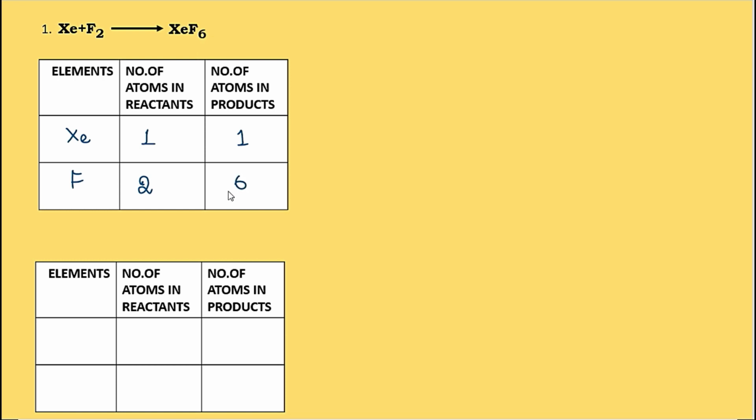So it's clearly visible that the number of atoms in the reactant and in the product are not the same for F. So what has to be done? It has to be balanced. Now if you see here, the number of atoms in reactant is 2 and in product it is 6, means it is less than the number of atoms in the product. So to make it equal, if we multiply this 2 with 3, that is the coefficient, then the number of atoms will be the same.